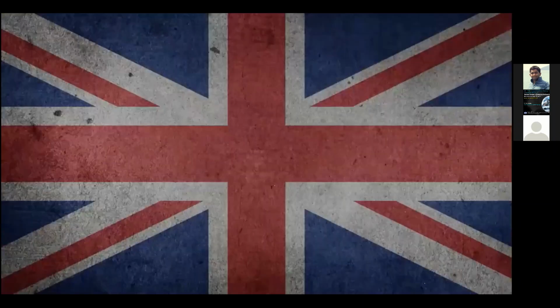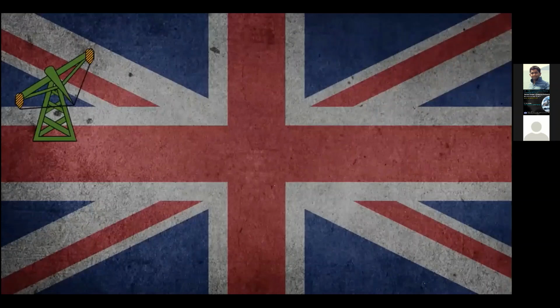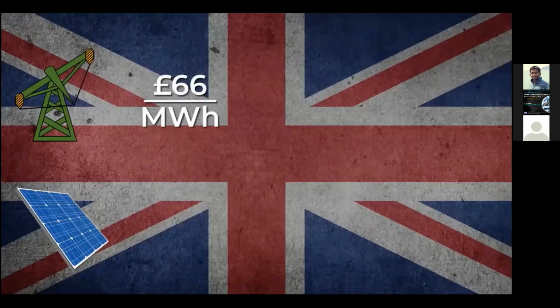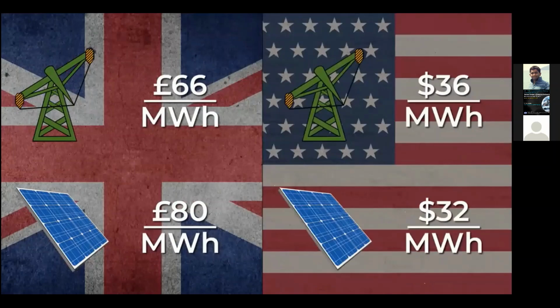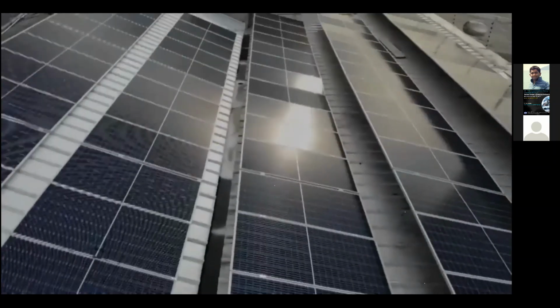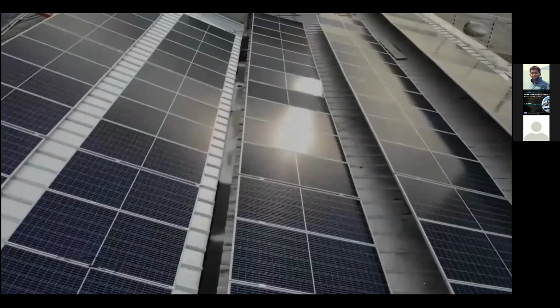In the UK, natural gas is the cheapest fossil fuel source and has a levelized cost of £66 per megawatt hour, whereas solar cells have a cost of £80 per megawatt hour. However, in the US, these costs are $36 per megawatt hour and $32 per megawatt hour, respectively, which is very promising.